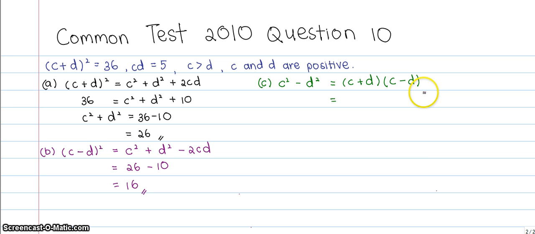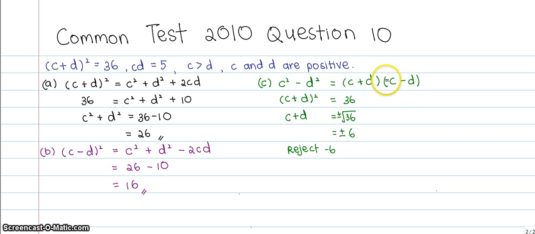Let's look at the question and also part A and part B. The question tells us that (c + d)² equals 36. In order to find c + d, we need to square root both sides. The square root of (c + d)² is c + d. The square root of 36 is plus minus 6. c + d equals 6 or minus 6. Look at the question again. The question tells us that c and d are both positive. Therefore, c + d cannot be equivalent to minus 6. This means we can reject negative 6.